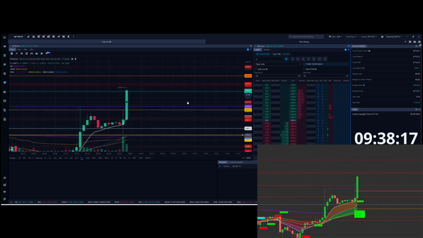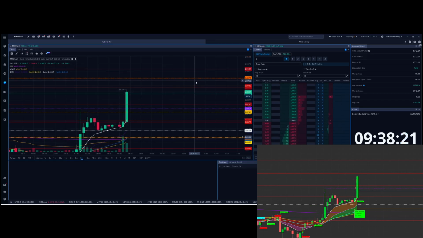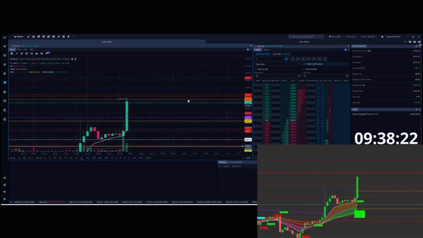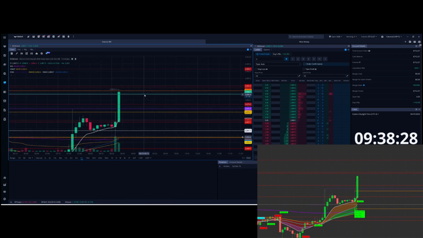Now we're going to see if we're going to re-enter on this pullback. Take a few more bucks. We're going to move that down. That's now our range, our first 15 minutes. She definitely wants to keep going.